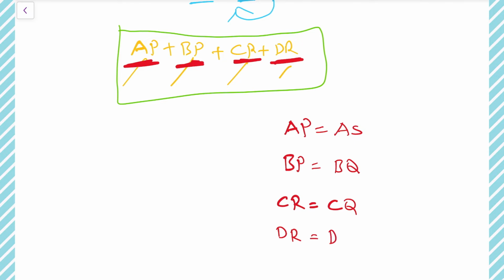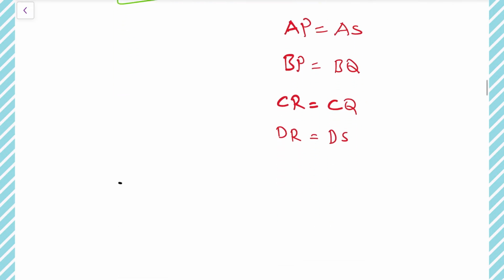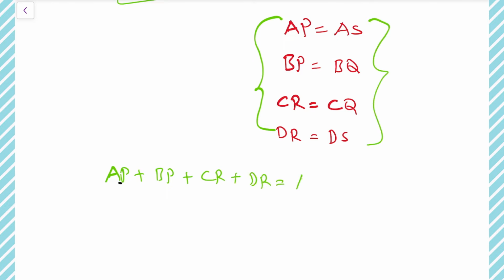DR equals DS. Now all these four equations we need to add. Left side only we need to add. Right side only we need to add. So what is the left side? AP plus BP plus CR plus DR equals to, right? Add all the right side parts now. That is AS plus BQ plus CQ plus DS.